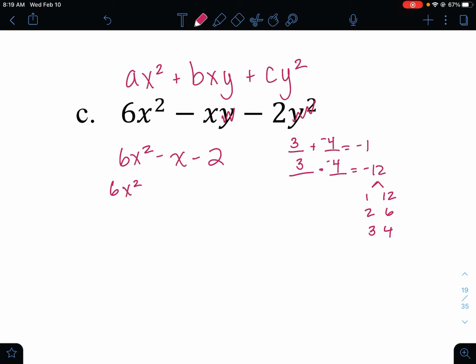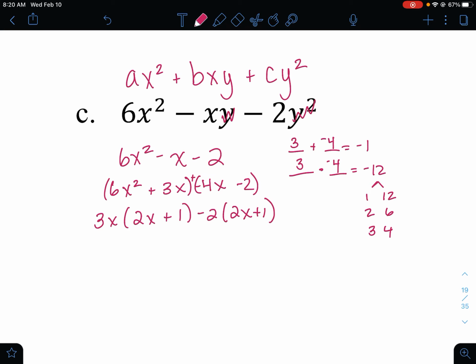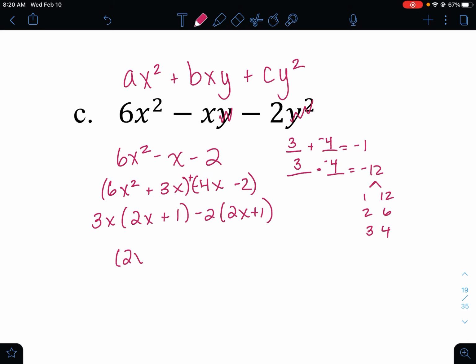So I'm going to factor by grouping. So I get 6x squared plus 3x minus 4x minus 2. Group the first two together, group the last two together, put that plus sign in the middle. So we get 3x outside. On the inside, we get 2x plus 1. Here I'm going to factor out a negative 2, and I get 2x plus 1. So factor out like normal. The common factor is 2x plus 1. And then I'm left with 3x minus 2.